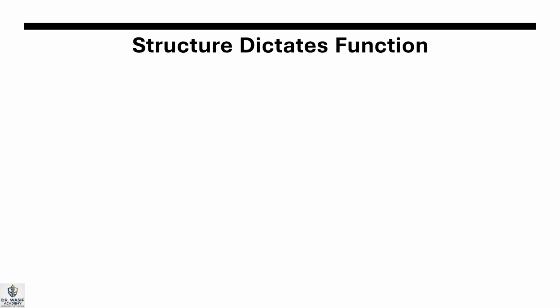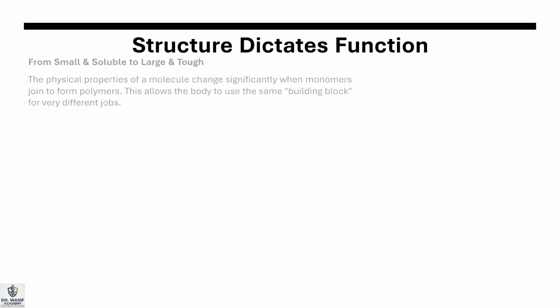Now, the question is, why does the body bother turning small molecules into giant ones? It is because the physical properties change completely when monomers join to form polymers. This allows the body to use the same basic building block for totally different jobs.